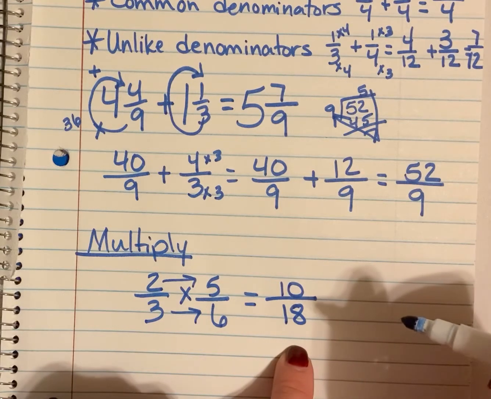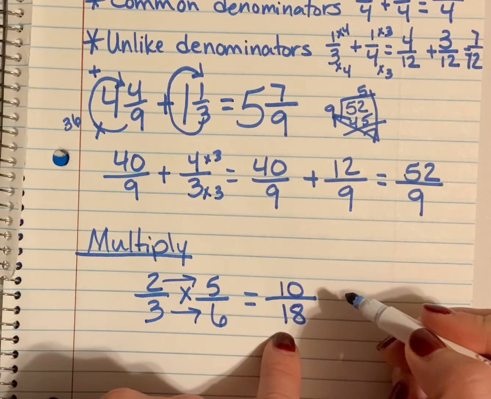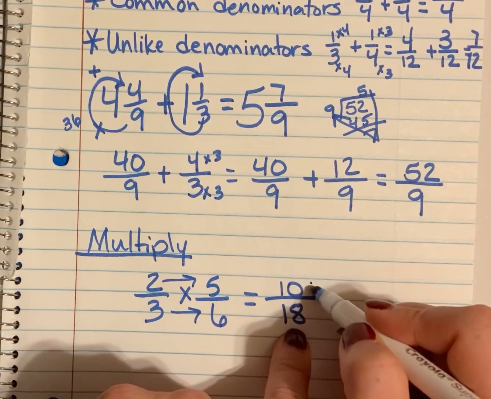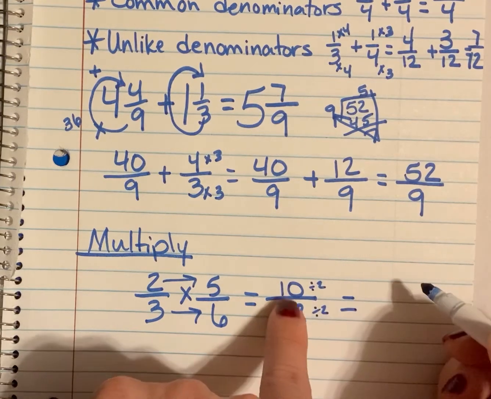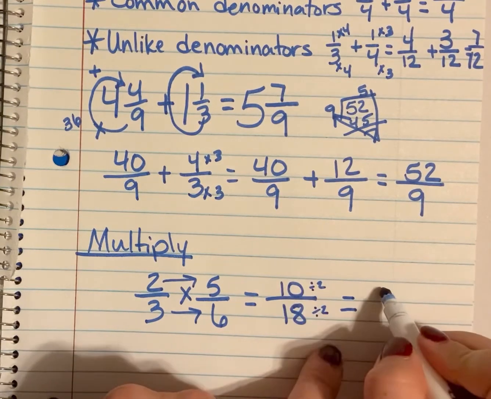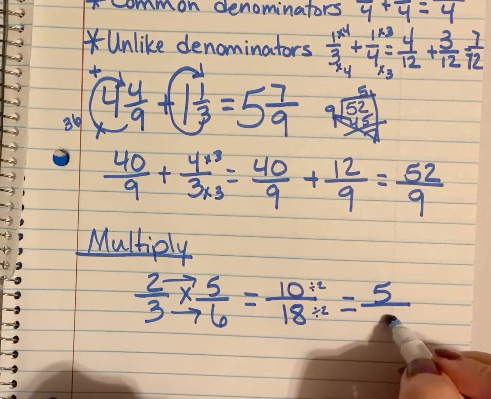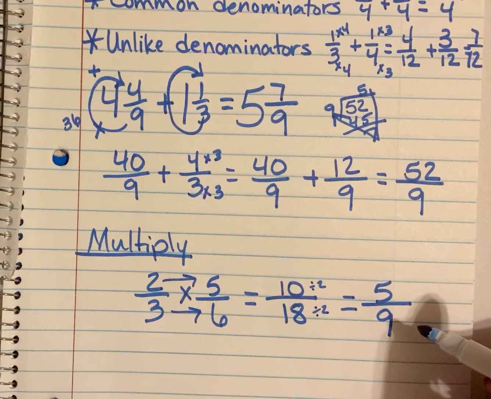10/18 can be simplified. To simplify this fraction, I say what number can go into both? They're both an even number, so they're both divisible by 2. 10 divided by 2 is 5. 18 divided by 2 is 9. Can 5/9 be simplified? No, it cannot.